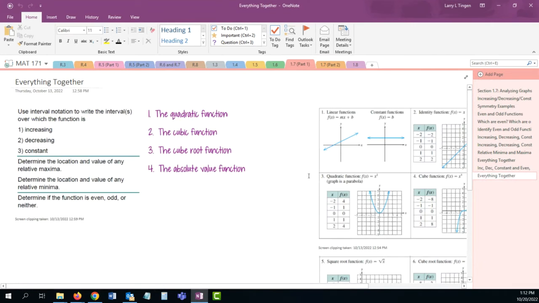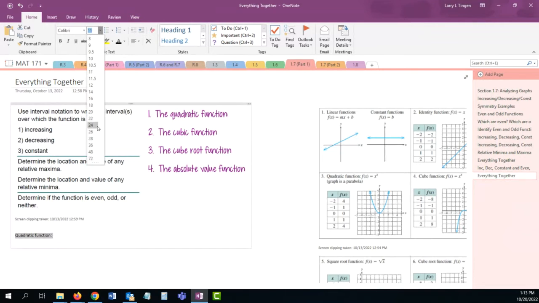All right, so here's the last problem. This is kind of putting everything together. We're going to look at our 8 base functions here, and we'll use the examples that are given, and figure out where it is increasing, decreasing, constant, local max and min, and even, odd, or neither. So we're just going to deal with the 4 that are listed, and I put all the pictures over here so that you would see them. So I have the quadratic function. That's the first one here. Let's type that, the quadratic function, and talk about all the attributes of this.